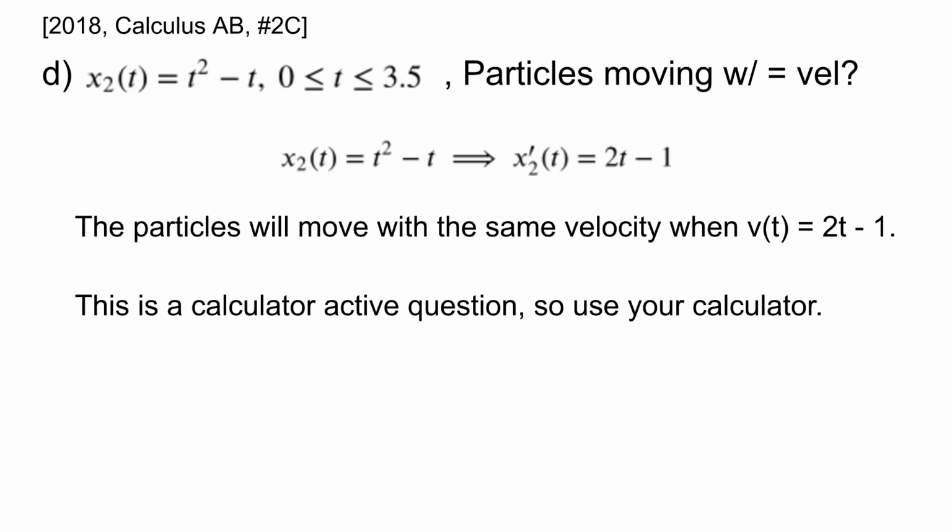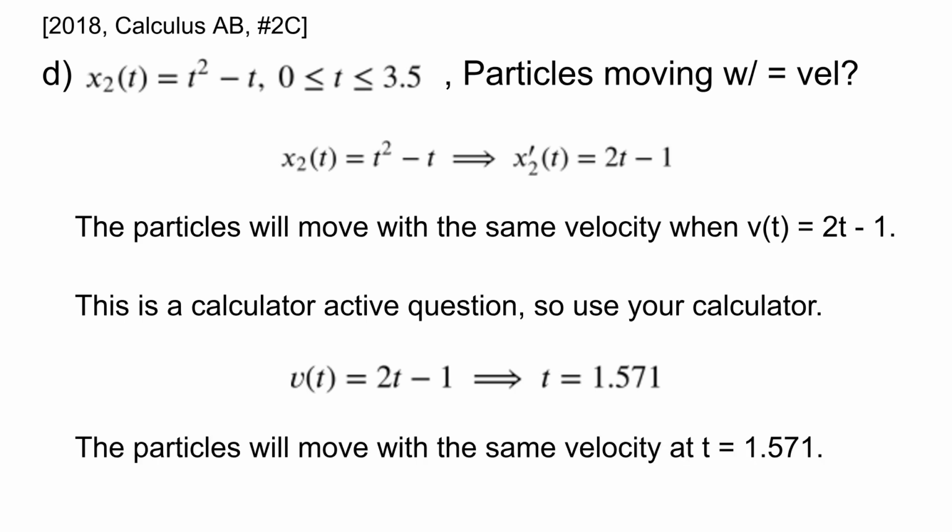This is a calculator active question, so we'll use our calculator to solve the equation. V of t equals 2t minus 1 implies that t is equal to 1.571. We conclude from this that the particles will move with the same velocity at t equals 1.571.